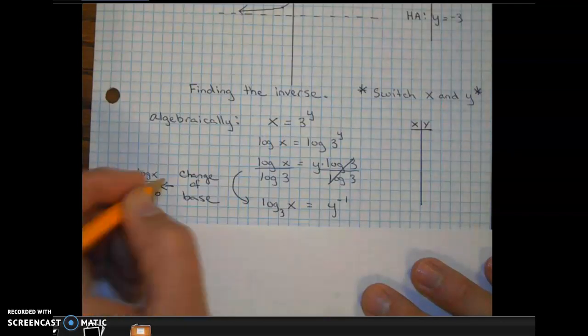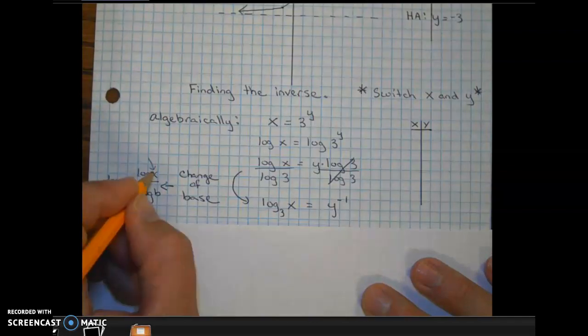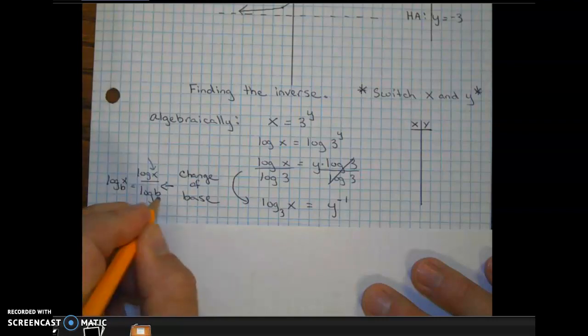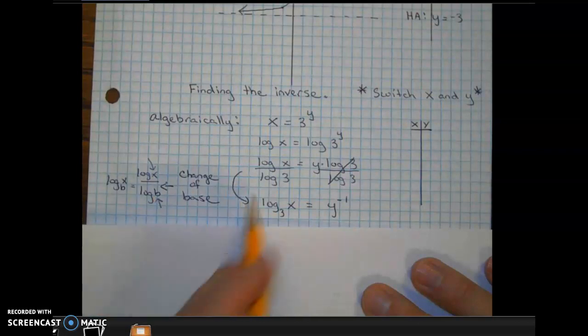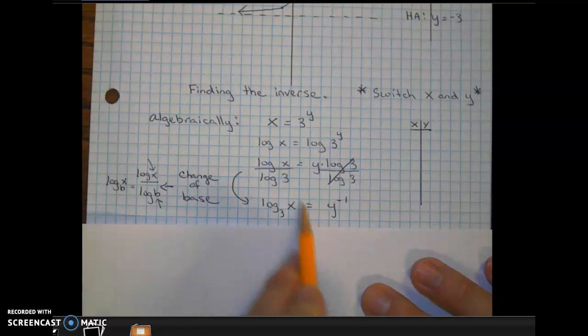The numerator argument is going to be the argument for our log. And then the denominator argument is going to be the base. Okay, so log of x base 3. That's how you would write that.